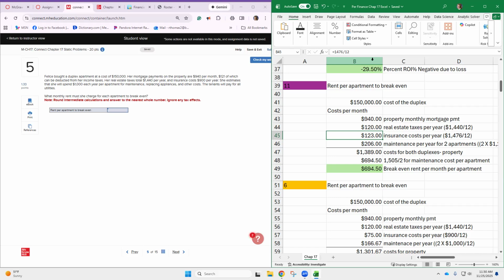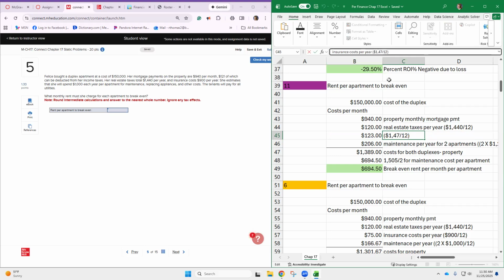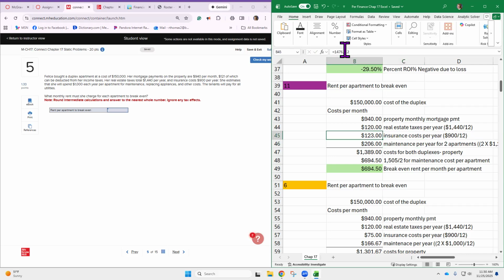Okay, same with the insurance. The insurance is going to cost a certain amount per year, and then we want to divide that by 12 to get a monthly amount. Okay, so let me get that. Okay, so far we've got the monthly mortgage payment. We've got the real estate taxes by the month. We've got the insurance costs by the month.